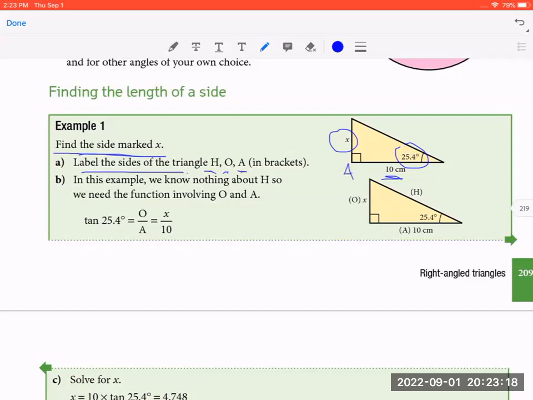So A, B, C. Can you tell me which one is the hypotenuse? CB. Yes. Which one is the opposite? CA, which is X. Yes. Which one is the adjacent? The 10 centimeters one, AB.